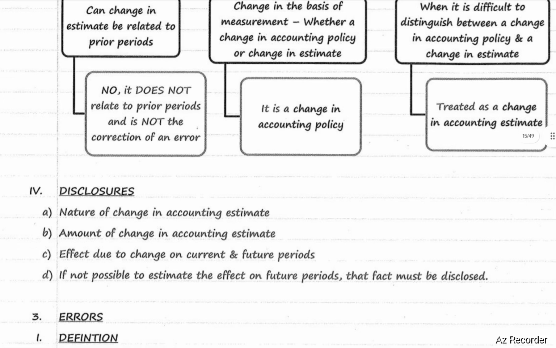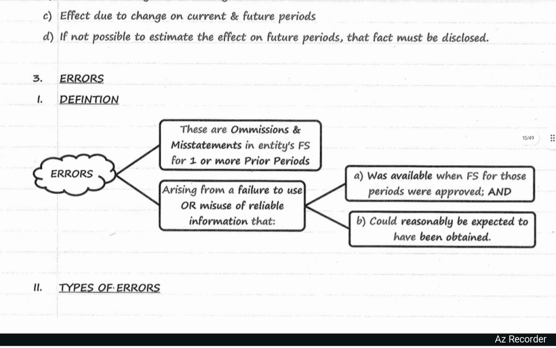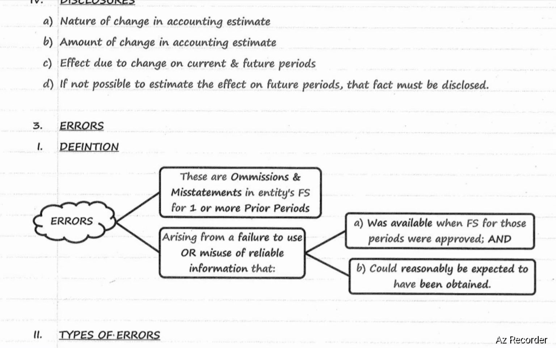Next, errors. What do you mean by error? Errors are omissions and misstatements in entities' financial statements for one or more prior periods, arising from failure to use, or misuse of, reliable information that was available when financial statements for those periods were approved and could reasonably be expected to have been obtained.